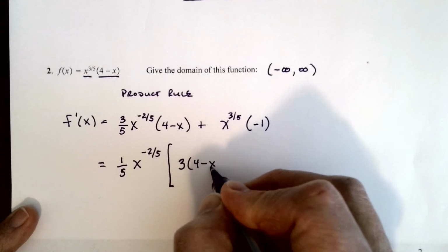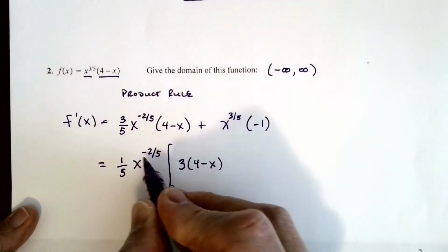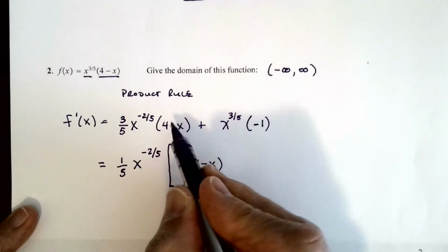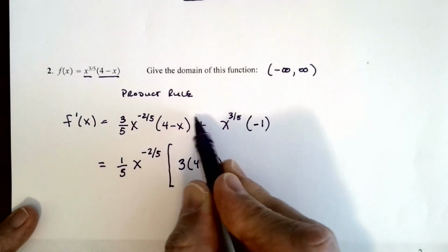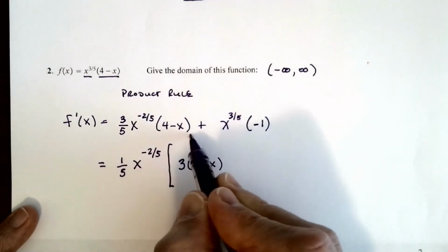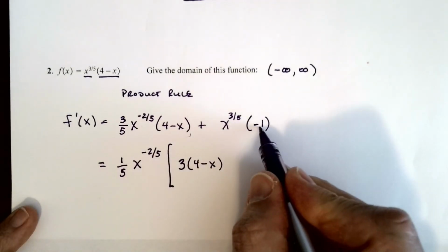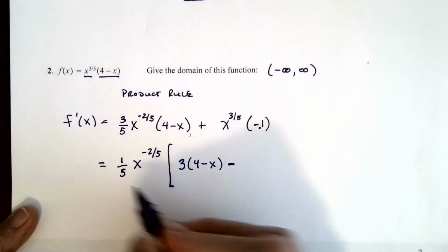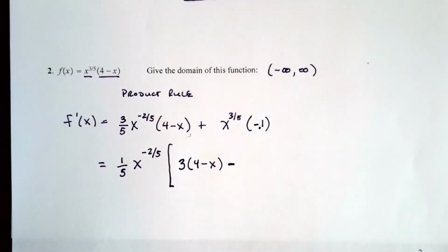4 minus x. Okay, so if I multiply this stuff here times this stuff here, please understand that you get this stuff here. Right? Now what do I have over here? Well, I have a negative 1. Negative 1, but I've pulled out of that a 1/5. How do you do that? How do you pull out a negative 1 or 1/5 from a 1?